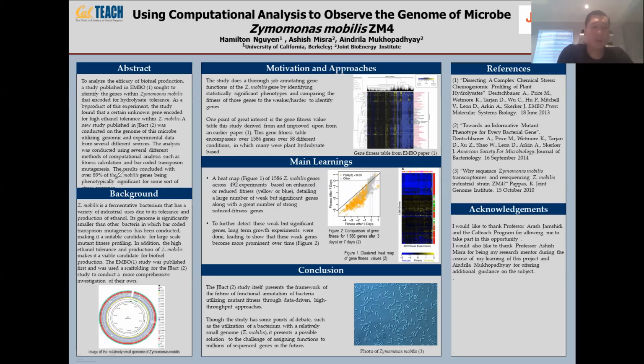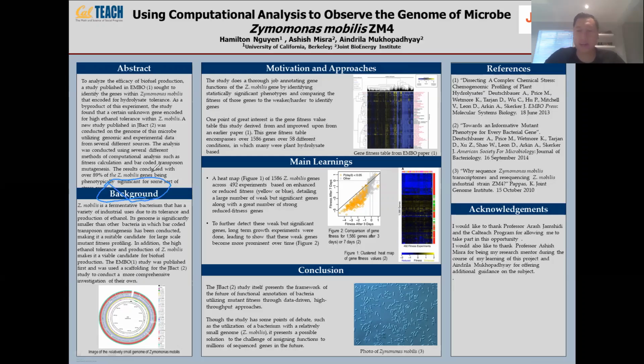So, moving on. The big unifier of these two studies is the microbe itself, Z. mobilis. Why Z. mobilis of all things? Well, Z. mobilis is used industrially and has plenty of industrial uses, simply because it is known to have a high tolerance to ethanol and can produce ethanol.